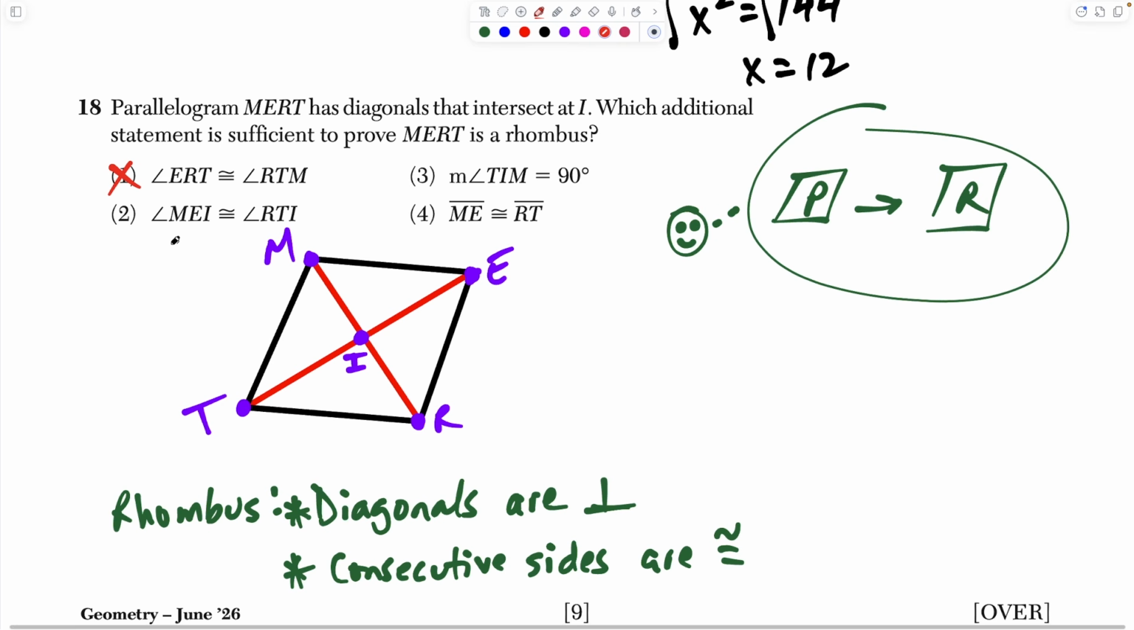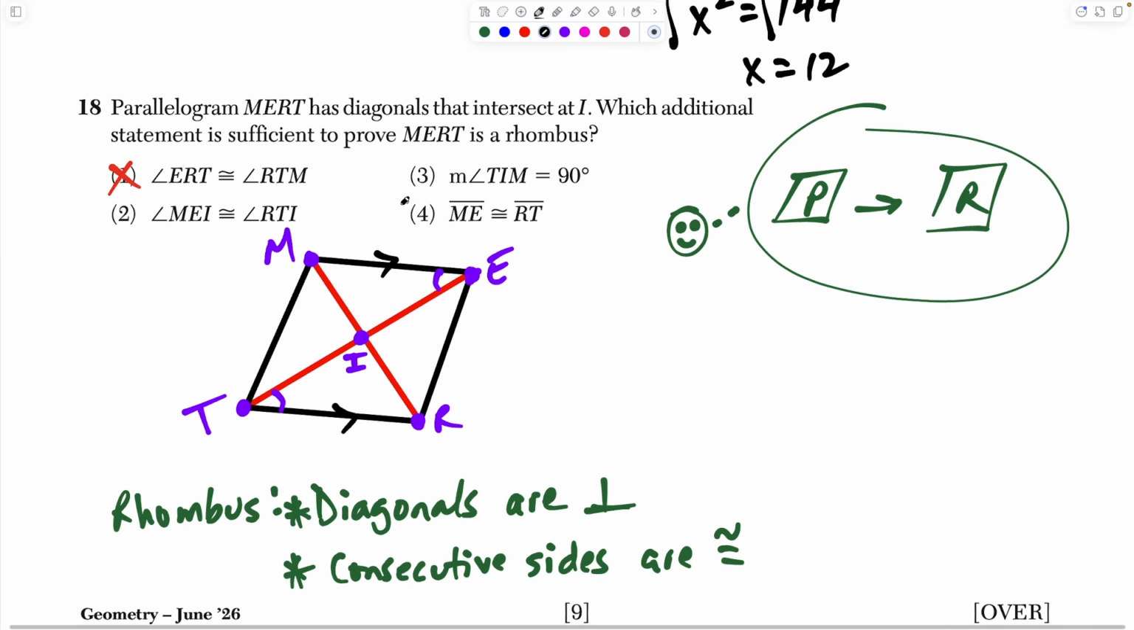So now let's look at choice 2. MEI, so this angle over here, is congruent to RTI over here. Well, this would be true just for any parallelogram, because in a parallelogram, opposite sides are parallel. So then we have parallel lines cut by a transversal, and the alternate interior angles formed are congruent.